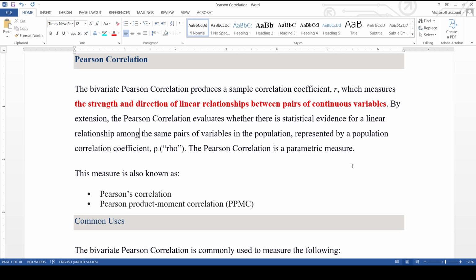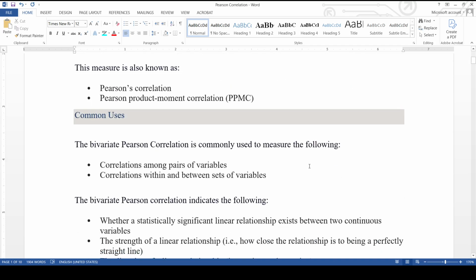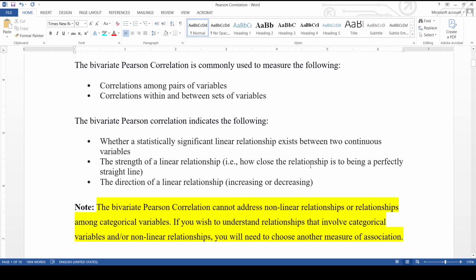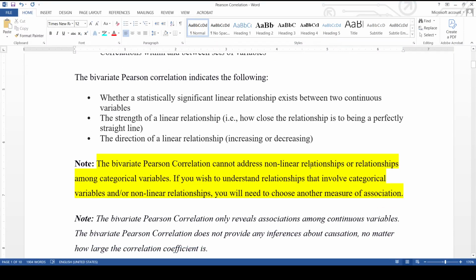So that is one of the things that we'll look at in correlation. The measure is also known as Pearson correlation, and at some point you see it as Pearson product moment correlation. Those of us who have done the calculation before will see it in that way. So it's a correlation that looks into the relationship among pairs of variables, and these variables compulsorily have to be continuous variables.